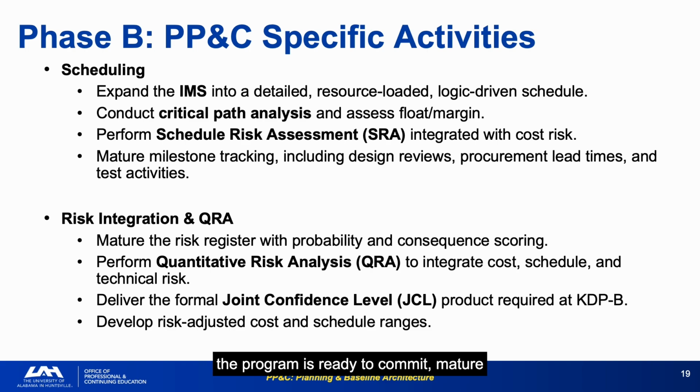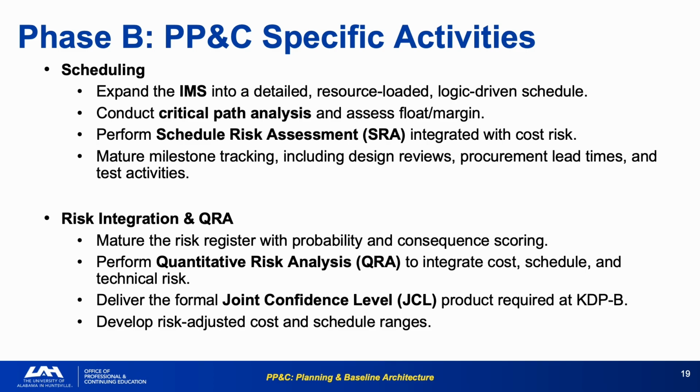Mature the risk register with probability and consequence scoring in Phase B. The 5x5 matrix needs to be populated with real data from the engineering team, not placeholders from the project manager. A schedule that looks detailed but has never been resource-loaded or risk-adjusted will produce a JCL that is mathematically unsupportable. The review board will find it, and the program will lose credibility at the moment it can least afford to.